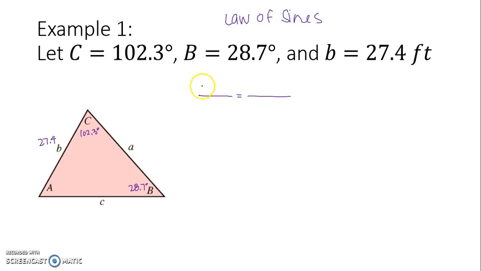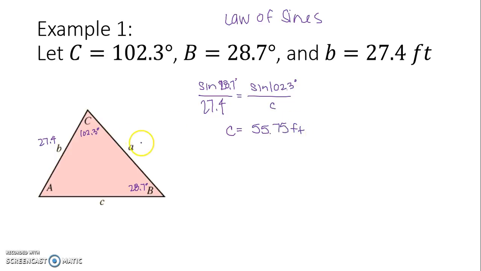I would start with the sine of B, which is 28.7 degrees, over 27.4 is going to equal the sine of angle C, which was 102.3 degrees, over side C, which I do not know. From there, I'm going to cross multiply 27.4 times sine of 102.3 degrees. Make sure you're in degree mode. And then I'll divide by sine of 28.7 degrees. When I do that, I get that C is 55.75, and in this case it was feet.